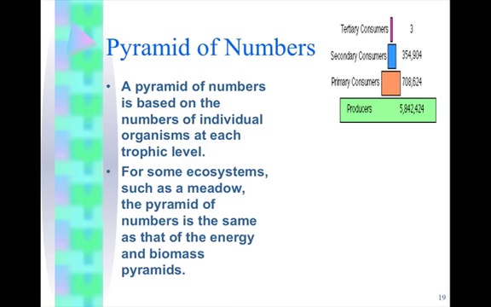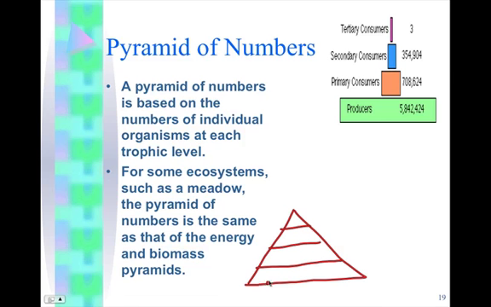For some ecosystems, such as a meadow, the pyramid of numbers is the same as that of the energy and biomass pyramids. What we mean by that is the shape is the same. The shape is triangular, which means there's more on the bottom and less on the top. So this would be grass, this was a meadow, and this might be a hawk on the top.